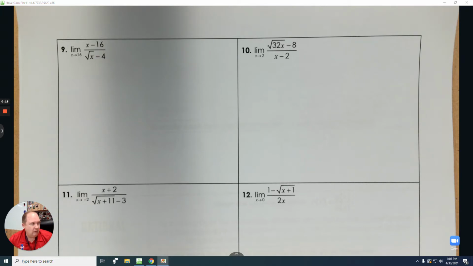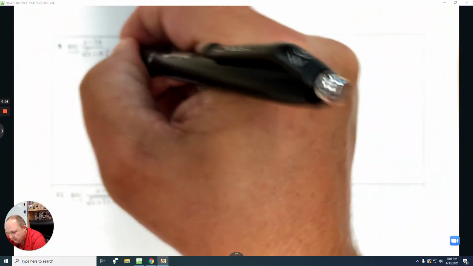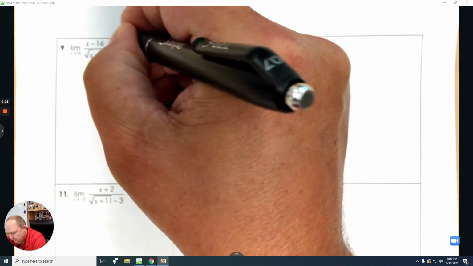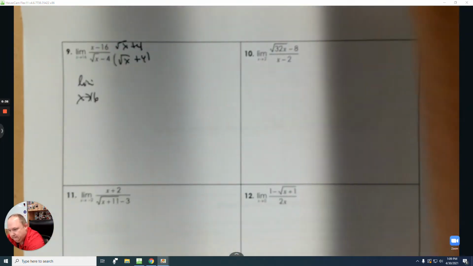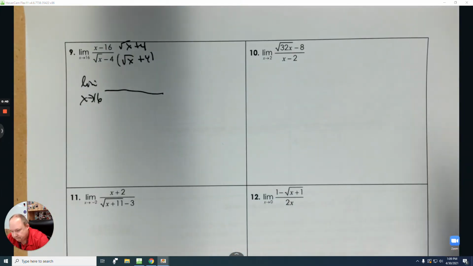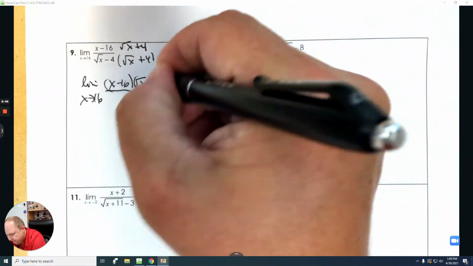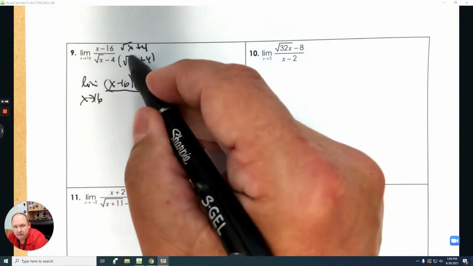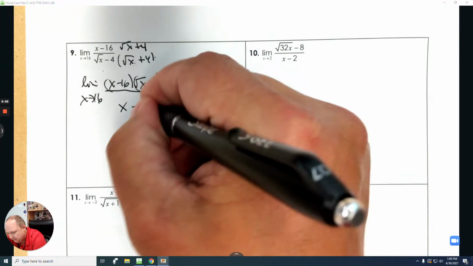Let me just get organized. Okay. So when I look here, the conjugate would be root x plus 4. And then to simplify this, the numerator, we'll just write them beside each other. The denominator, we're going to multiply out. That's root x times root x, and negative 4 times 4.